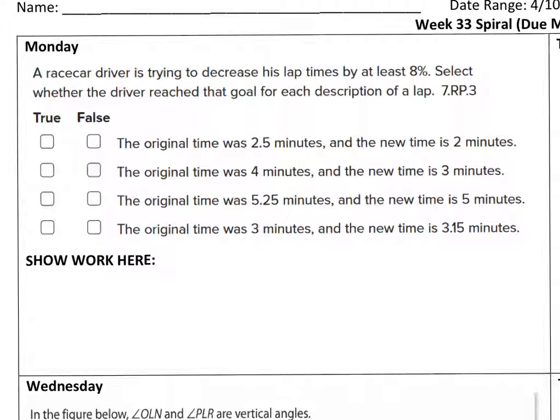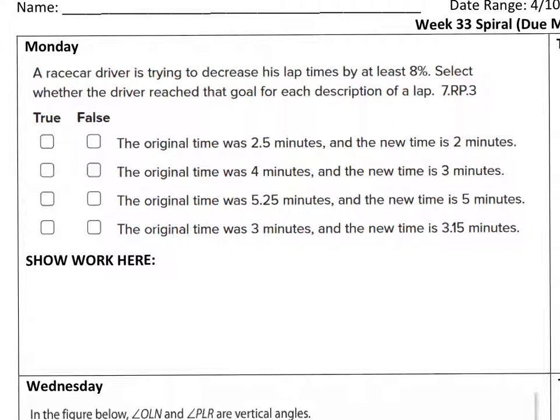Now for Monday, a race car driver is trying to decrease his lap times by at least 8%. Select whether the driver received that goal for each description of a lap. So we are going to mark either true or false.